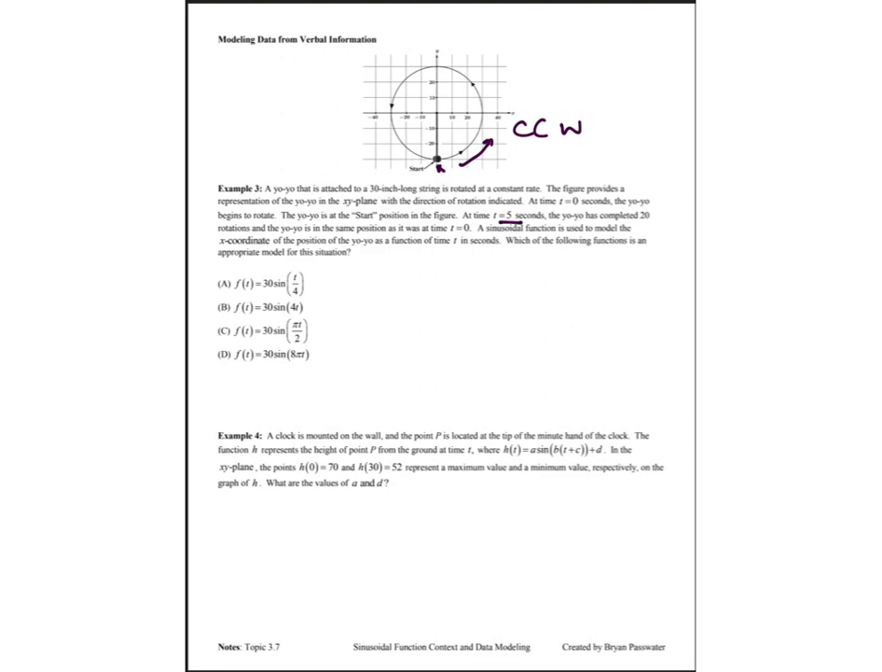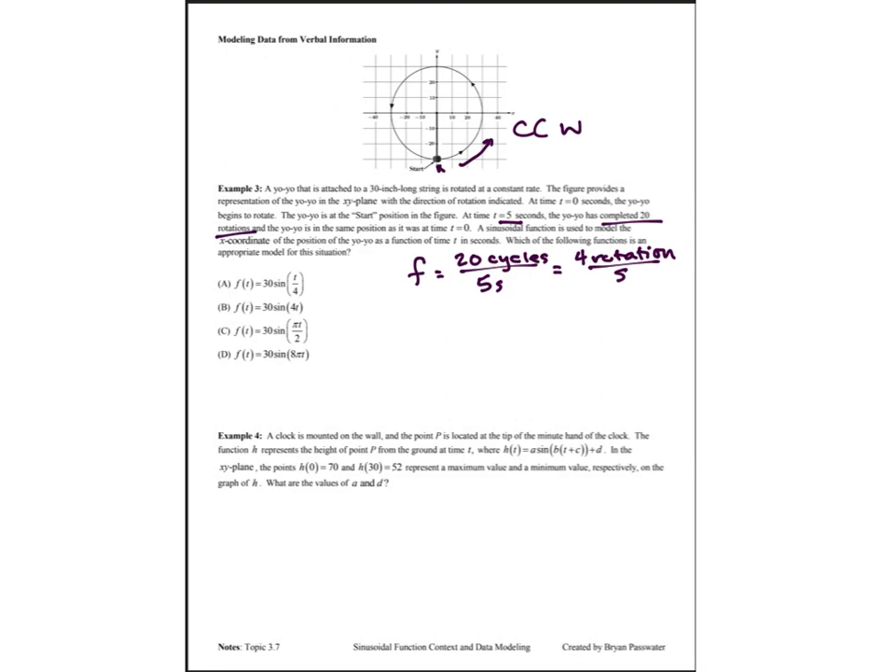At t equals 5 seconds, the yo-yo has completed 20 rotations. What are they telling you right there? So in 5 seconds, it's gone 20 rotations. 4 rotations every second. Okay, I read that as frequency. I said how many cycles? 20 cycles or 20 rotations per 5 seconds. Truett just said 4 rotations per second. That's how I read that. Well, that's frequency. 4 rotations for every second.